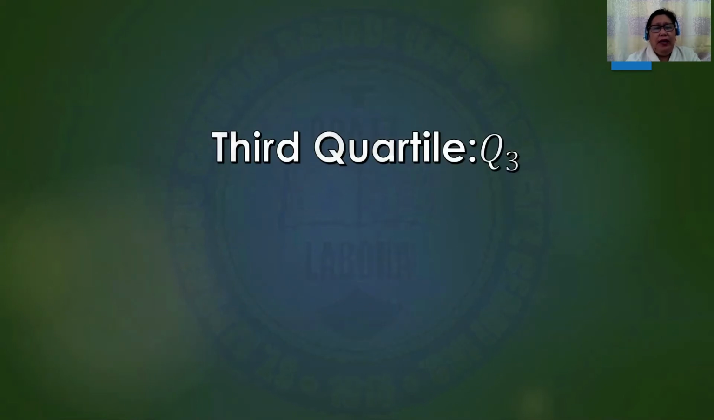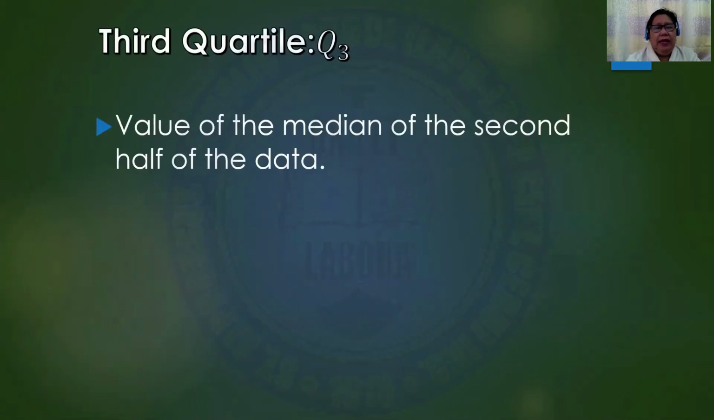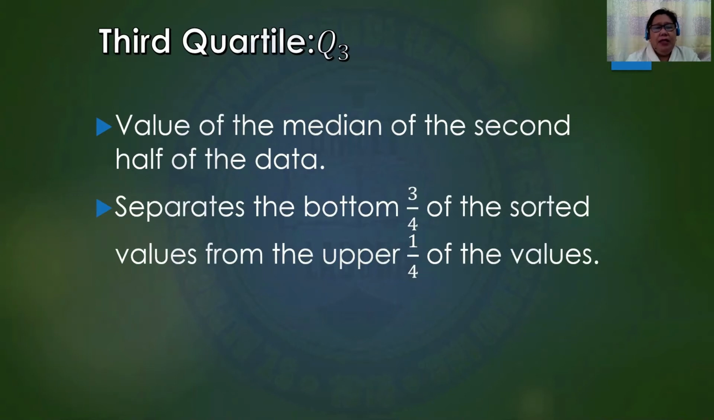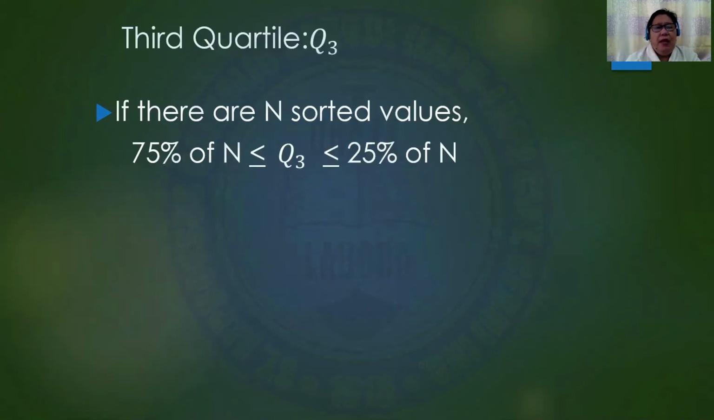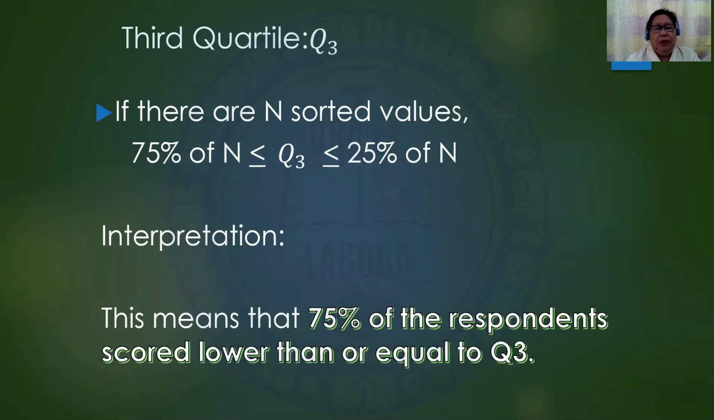For the third quartile, the value is the median of the second half of the data. It separates the bottom 3/4 of the sorted values from the upper 1/4 of the values. And if there are n sorted values, then quartile 3 is greater than or equal to 75% of n and less than or equal to 25% of n. And this will mean 75% of the respondents scored lower than or equal to Q3.